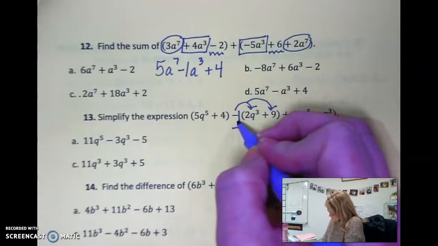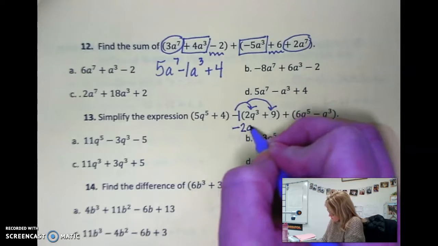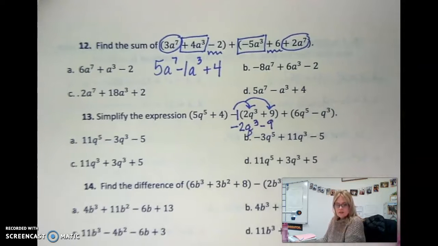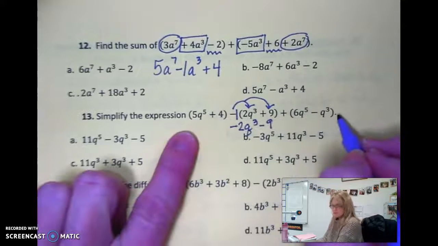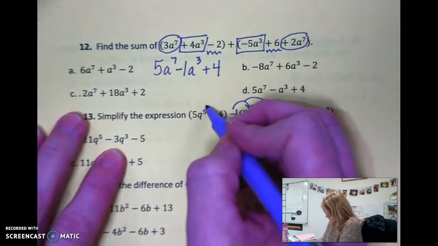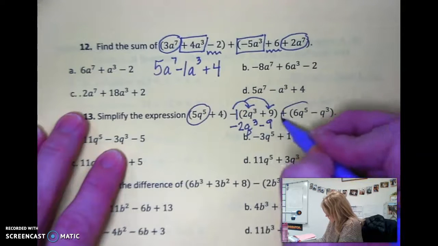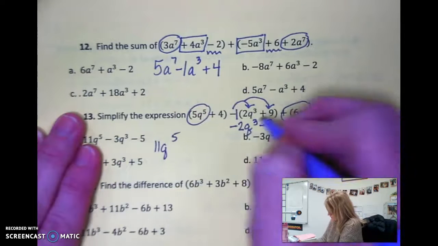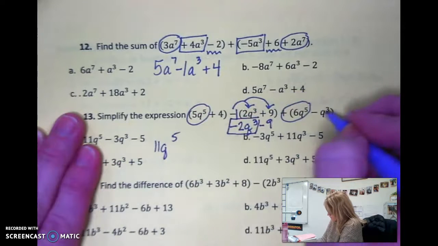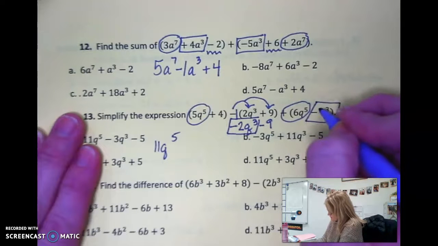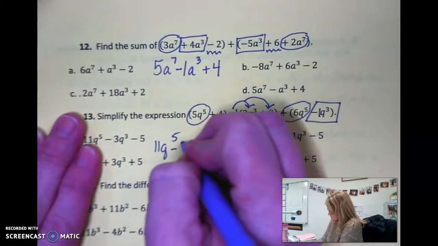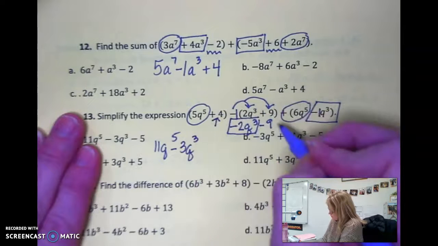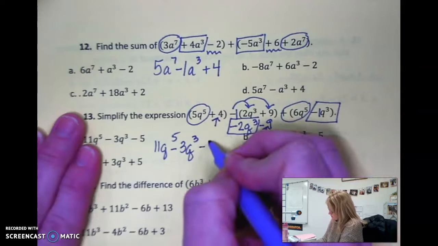So if I distribute a negative 1, this becomes negative 2q to the 3rd and negative 9. Now we can combine our like terms because the rest of it is all addition. So I have a 5q to the 5th, a 6q to the 5th, which is 11q to the 5th. I have a negative 2q to the 3rd and a negative, remember again, this is like having a 1 there, which is negative 3q to the 3rd. And then I have a positive 4 and a negative 9, which is a negative 5.